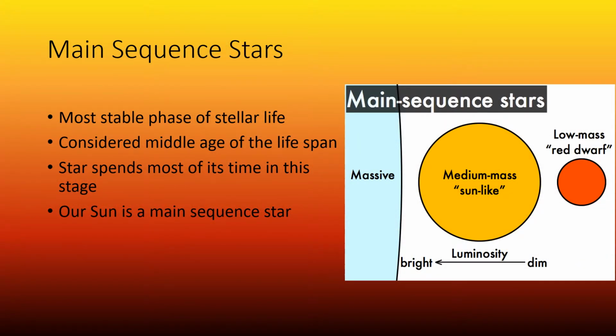So we have what's called our main sequence stars. This is the most stable phase of our star's life. This is considered the middle age. So first it becomes a protostar, then it becomes a main sequence star, and depending on its mass is going to tell us how it's going to die after that. So a star is going to spend most of its time in the main sequence. Our sun right now is a main sequence star.